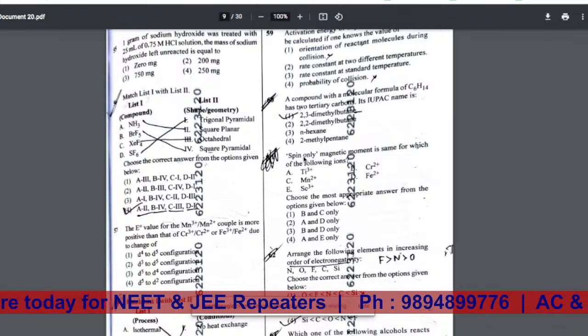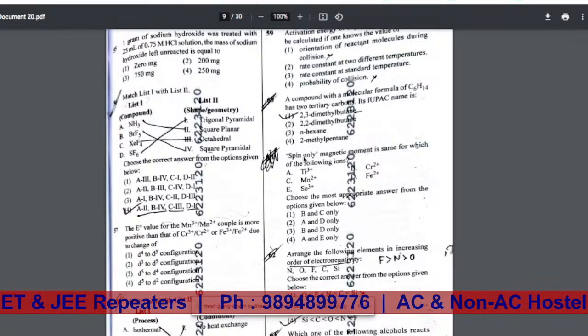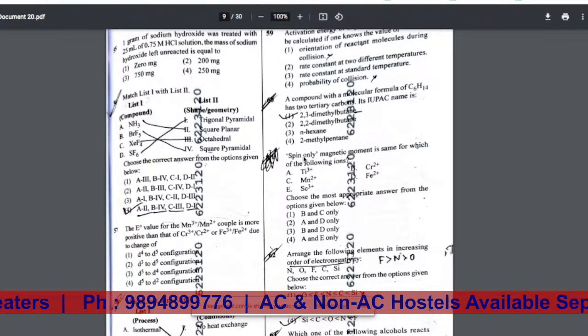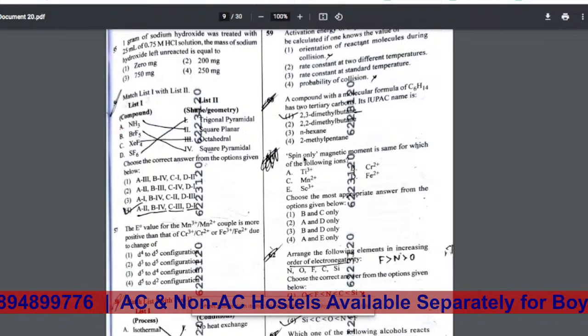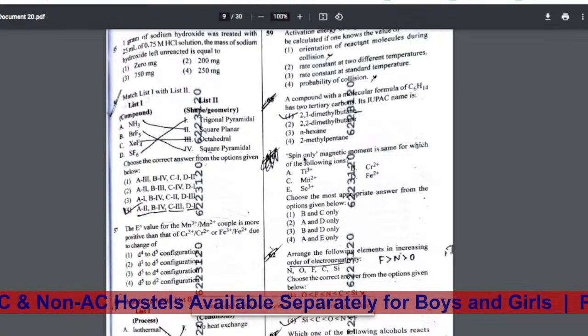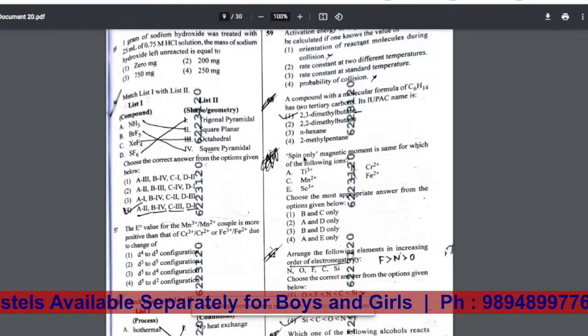So why is its reduction potential more positive? Because it is getting converted from an unstable configuration to a stable configuration, meaning from d4 to d5 configuration. So the correct answer is 1 for this.